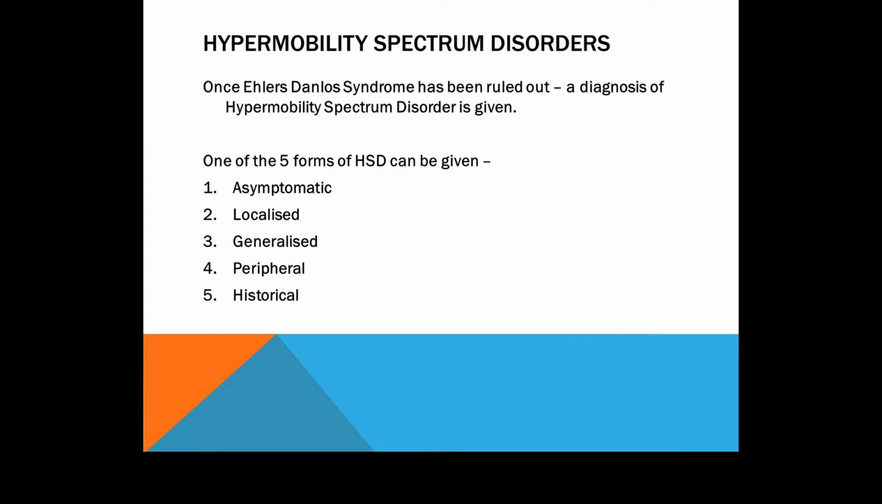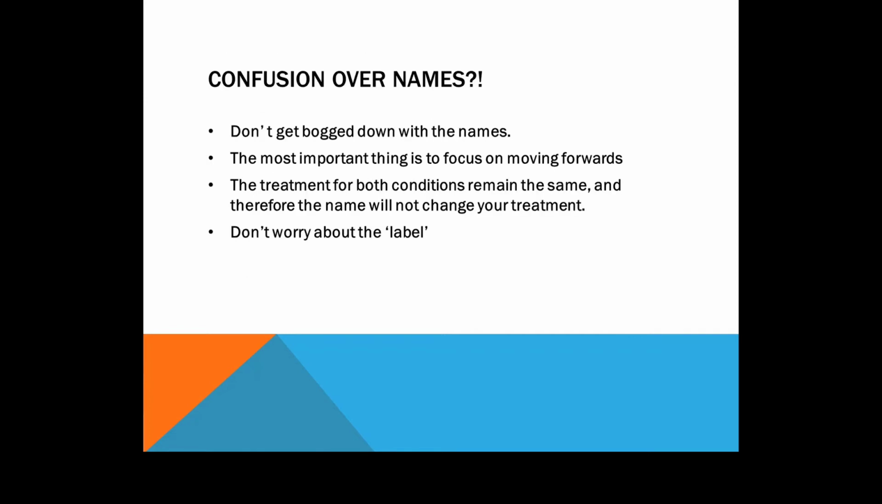So once the Ehlers-Danlos syndrome has been ruled out using that criteria we've just looked at, then a diagnosis of hypermobility spectrum disorder is given, and one of the 5 types is given, which we've looked at already quite a bit today. So any confusion over names?